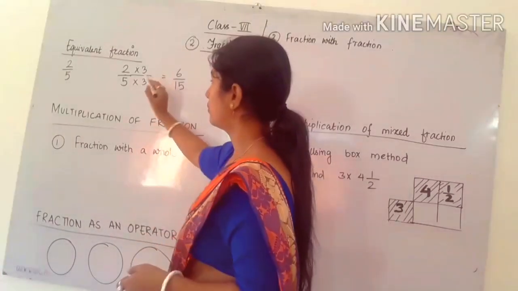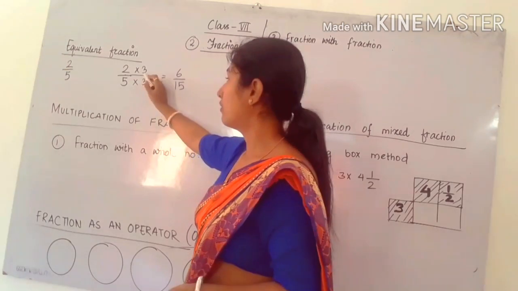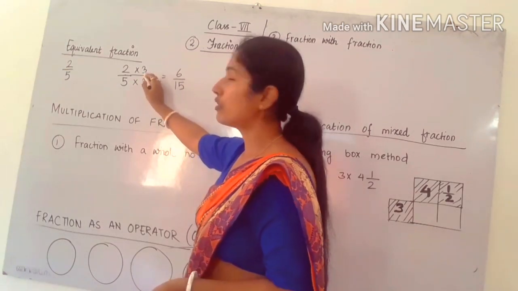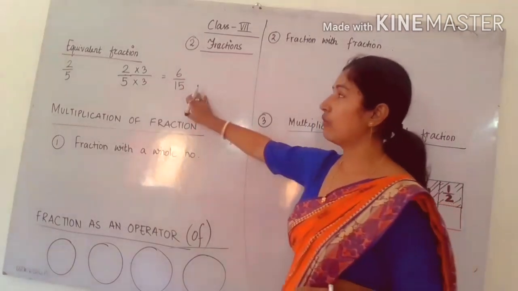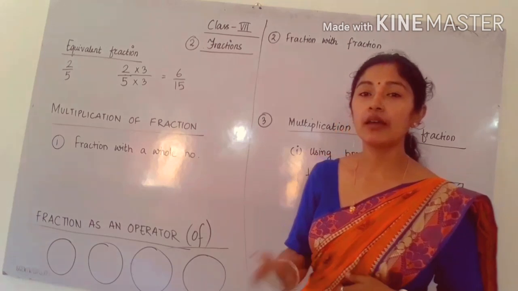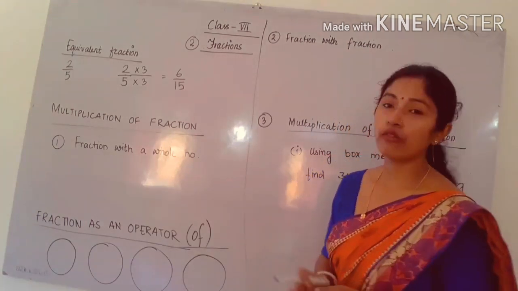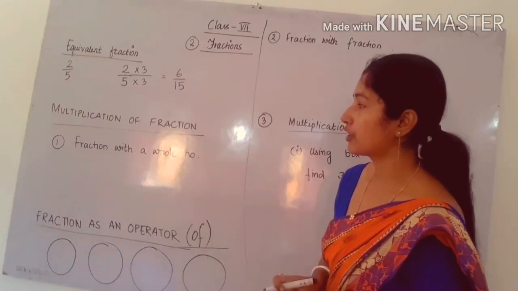Again, we can take any negative integer also. Whenever we multiply, we can also take a negative integer. So this is an equivalent fraction. That means we can find an infinite number of equivalent fractions for one given fraction. So this is about equivalent fractions.